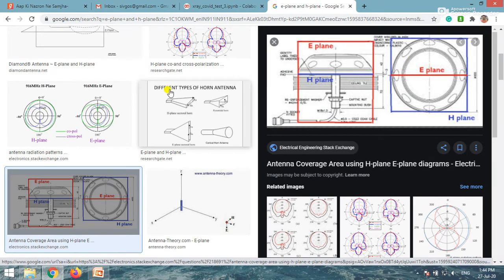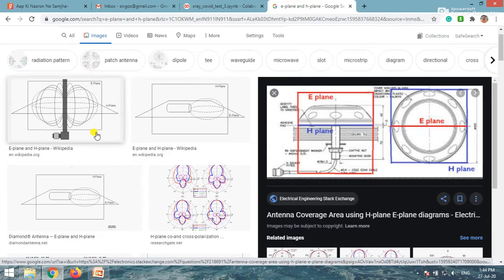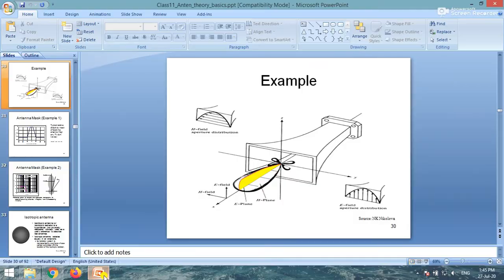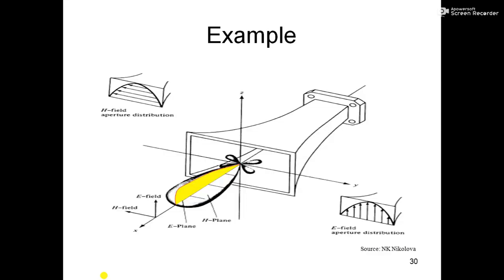So basically the direction in which the E field exists, or this is a better picture, you can see. So this is the antenna. The E is in this plane, so we say that this is the E plane and H is in the perpendicular plane. So we can say that this is the H plane. I think this picture is quite clear, E plane and H plane. So sometimes we represent in E plane and H plane, it is more convenient in some kinds of antennas.